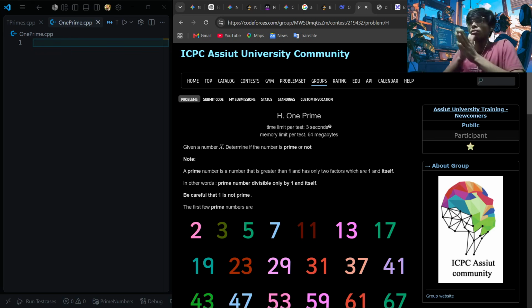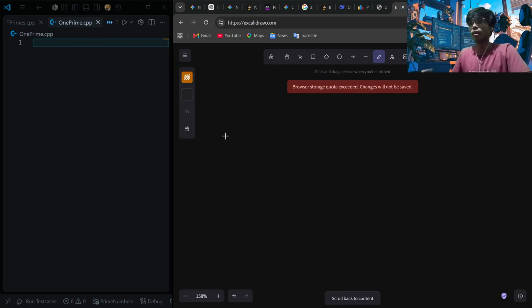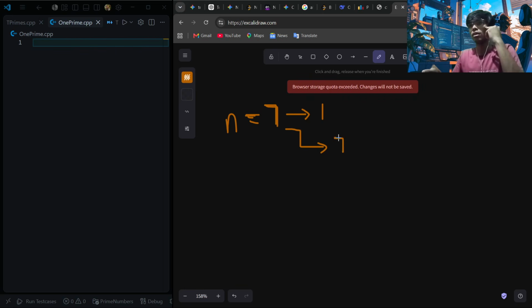So in this question, we are given a number and we have to tell if this number is prime or not. We are given n equals 7. What I know is that if this number is prime, then it is divisible only by 1 and itself, which means 7. So I will leave out this 1 and leave out this 7.